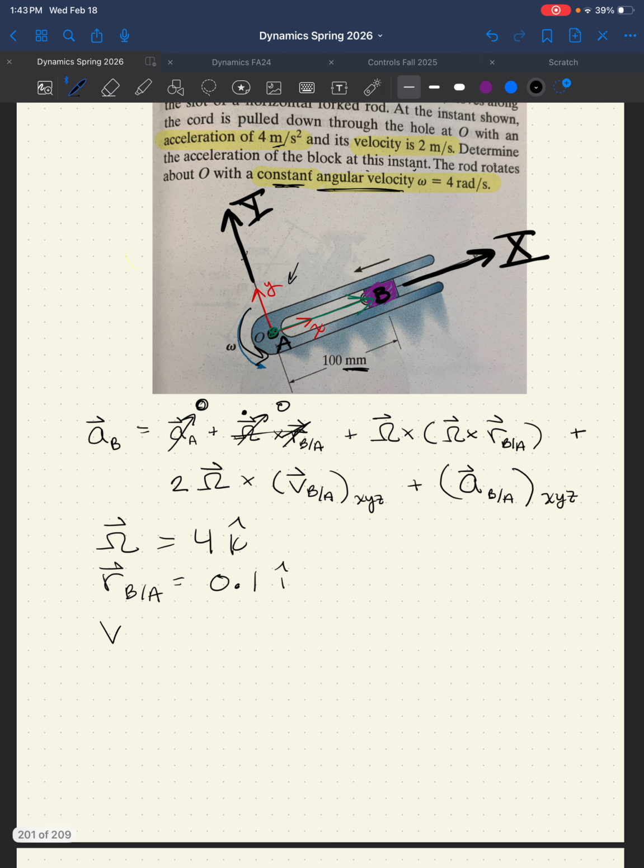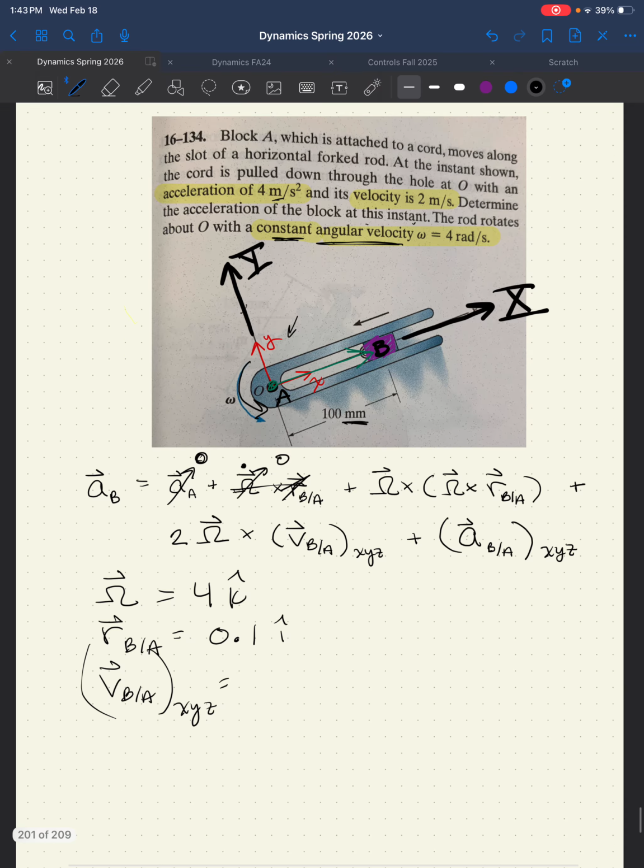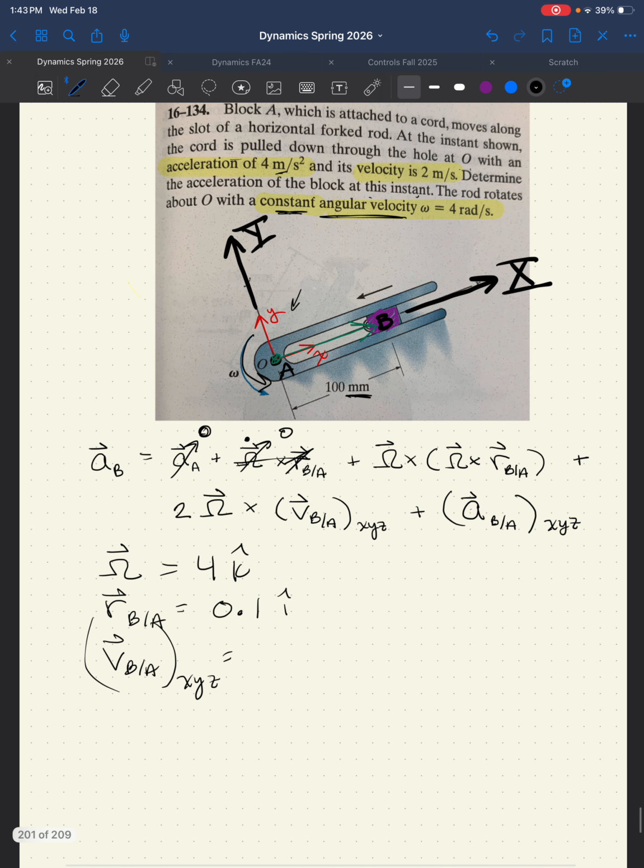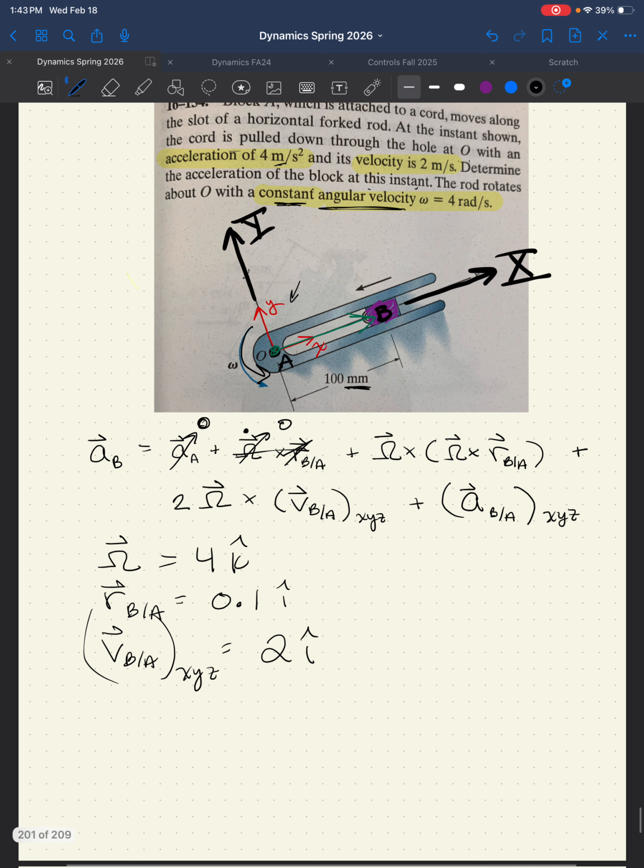Okay, two more things that we need. V, B slash A, little x, y, z. This is the way that B moves as measured by an observer who is fixed to this forked rod. Well, it tells me that this cord is being pulled down through the hole at O with an acceleration of 4 meters per second squared and a velocity of 2 meters per second. So B is coming closer to that origin O at 2 meters per second purely in the little i hat direction.